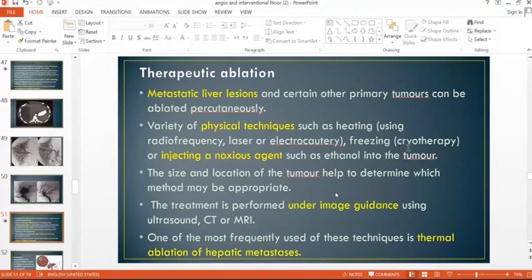The size and location of the tumor help to determine which method may be appropriate. The treatment is performed under image guidance using ultrasound, CT, or MRI. One of the most frequently used of these techniques is thermal ablation of hepatic metastasis.